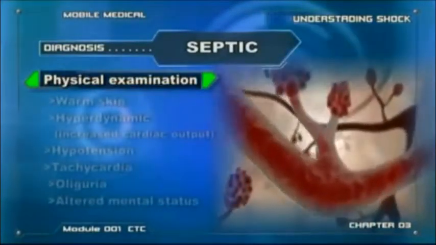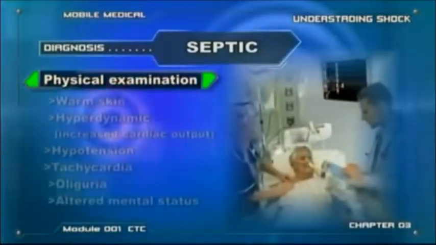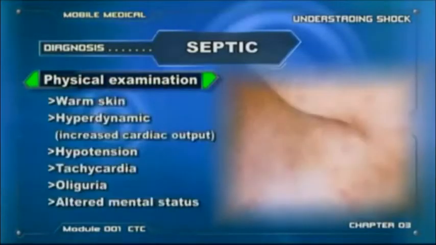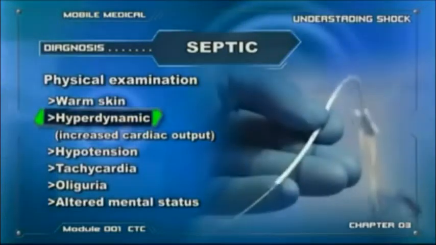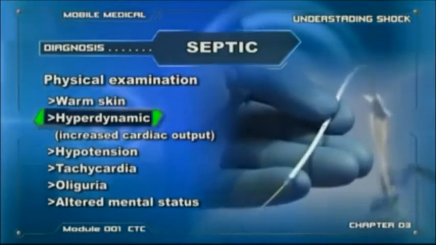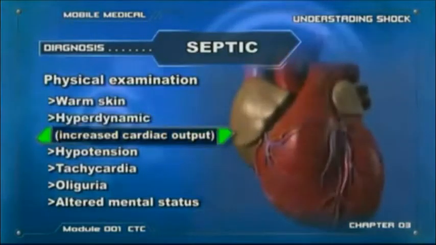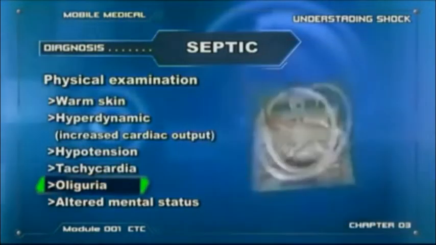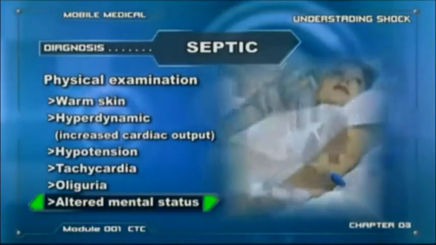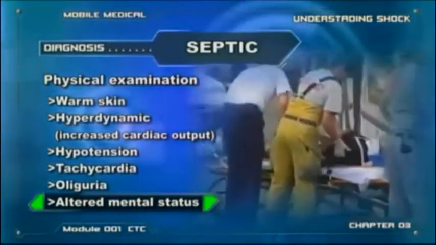On physical examination, the signs frequently seen that differ from other types of shock are warm skin and a hyperdynamic picture. If one were to place a PA catheter, the patient with septic shock is seen to have increased cardiac output with a hypotension. The tachycardia, oliguria, and mental status changes seen with other types of shock are also seen.